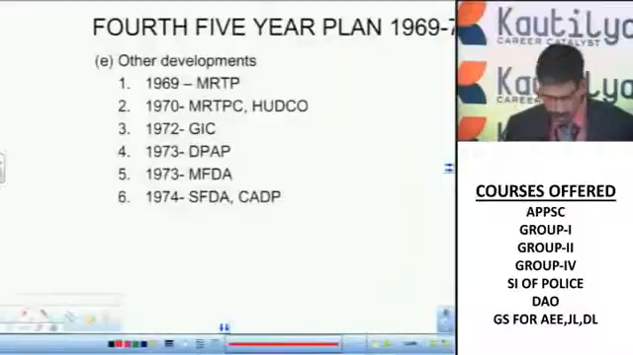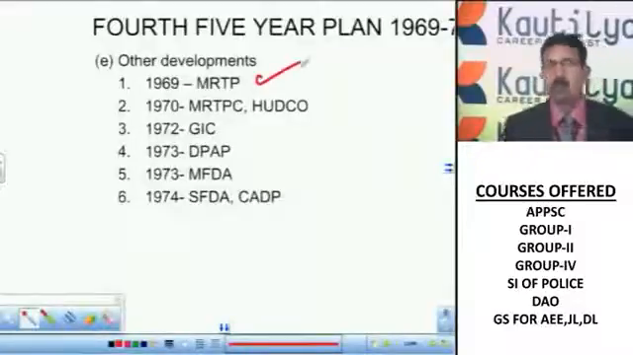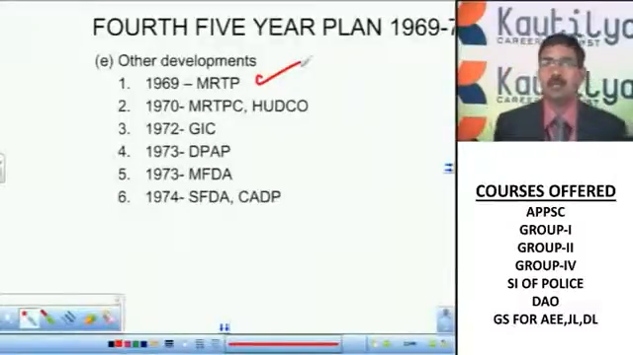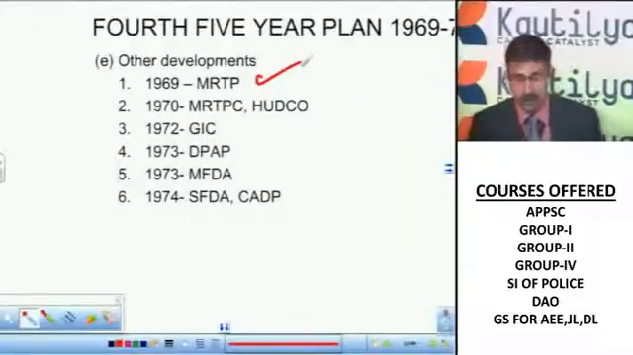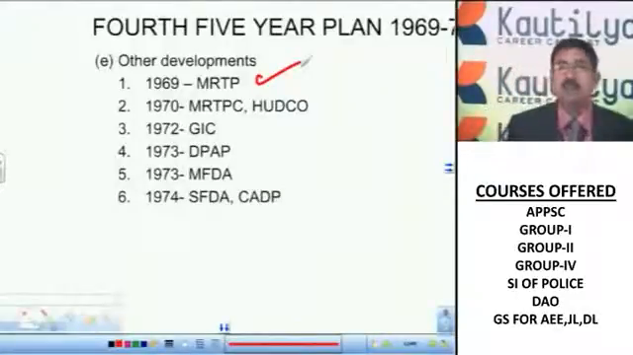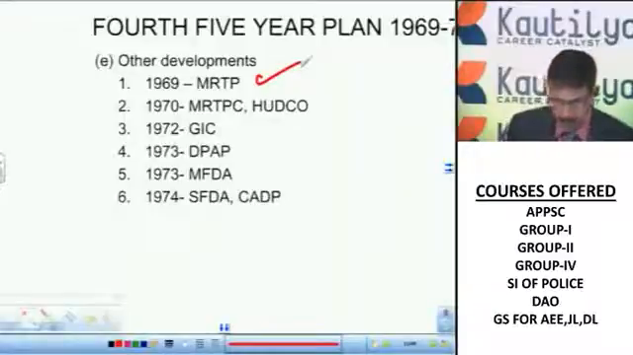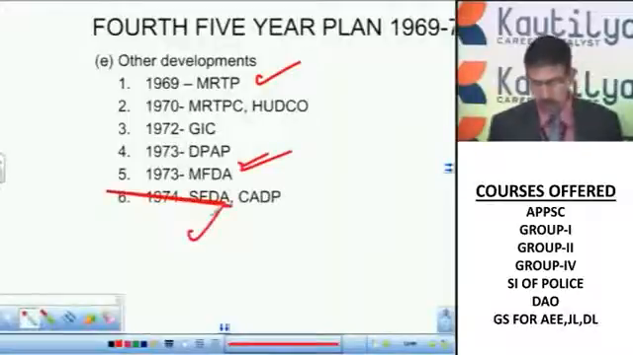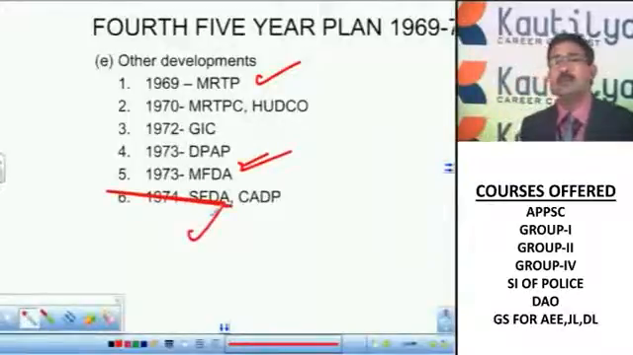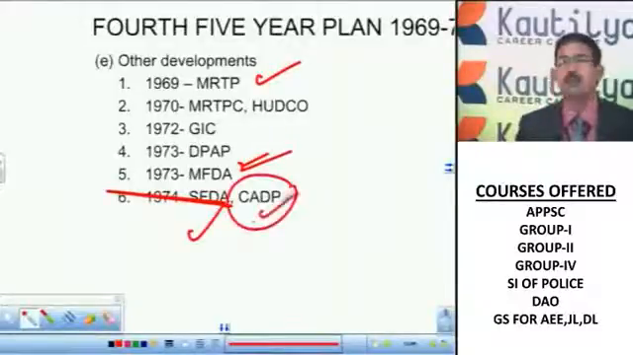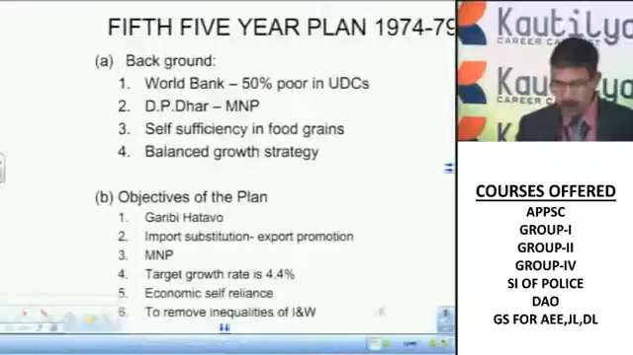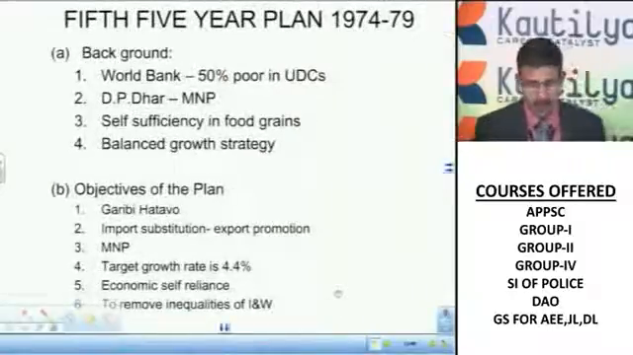The other developments during this time include the establishment of the Monopolies and Restrictive Trade Practices Commission, MRTP Commission. Of course, it is not there at present. It was replaced by the Competition Commission of India. Then along with LIC, GIC was established. Then the Marginal Farmers Development Agency, the Small Farmers Development Agency and some other important development agencies. To provide irrigation for more areas, the Command Area Development Program is an important program which was developed here. So the fifth 5-year plan was launched from 1974 to 79.